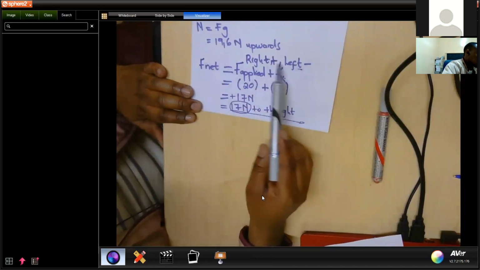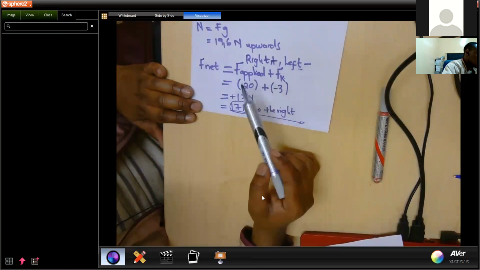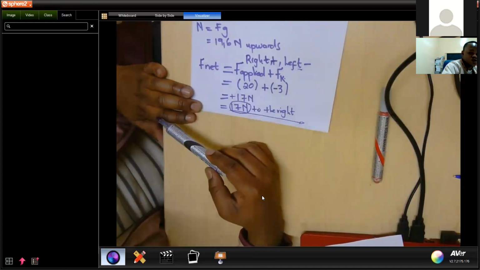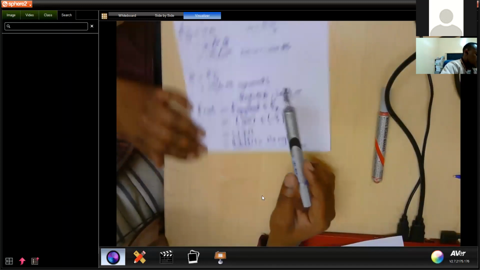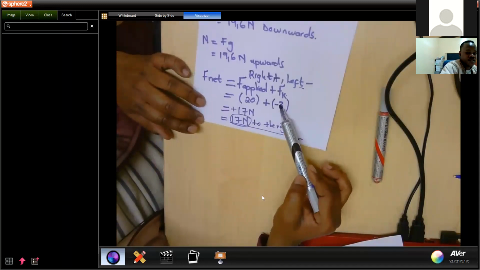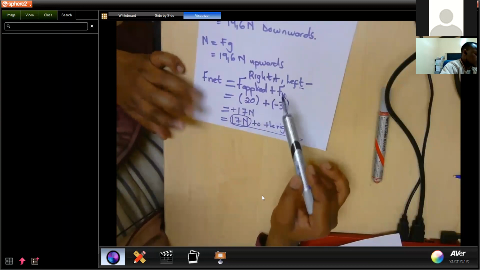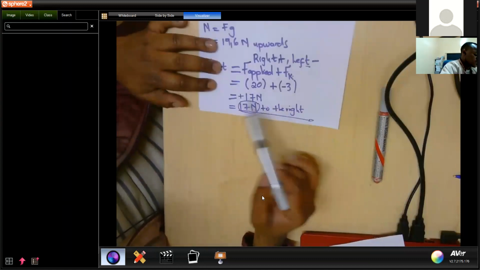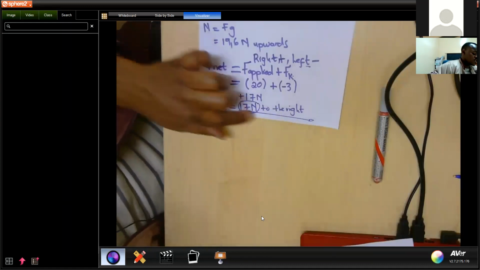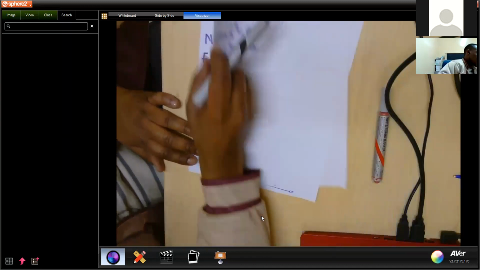Then our direction, any force acting to the right is positive, hence the applied force is 20 and it was acting to the right. And the frictional force is -3. Why negative? Because it was acting to the left. And then we get a net force of 17 newtons and it's positive, so the direction is to the right.